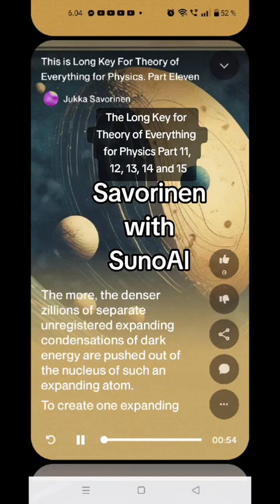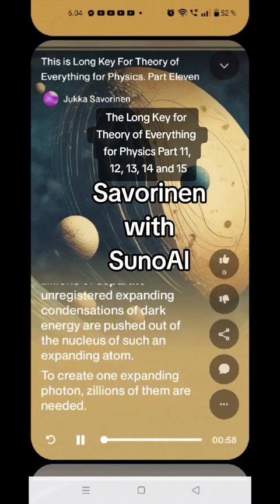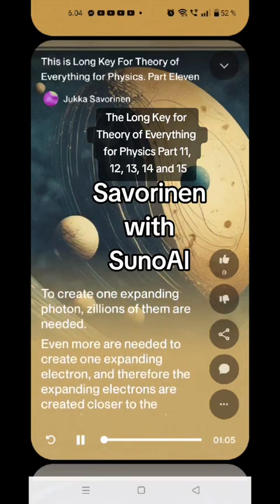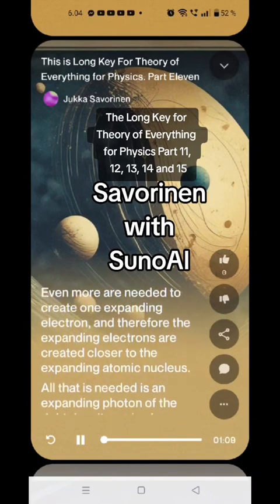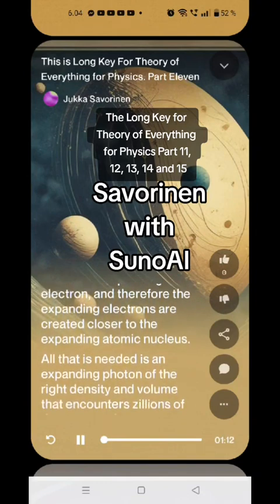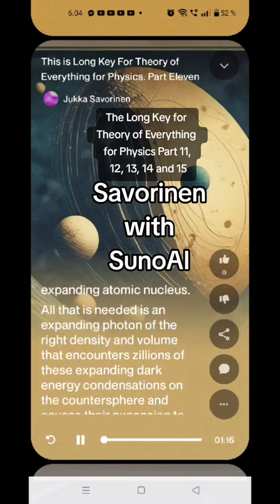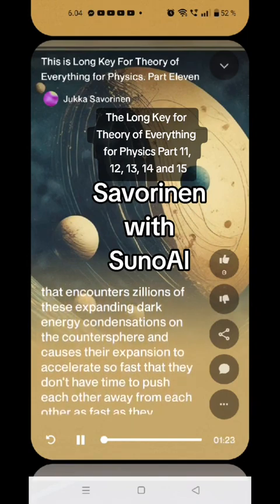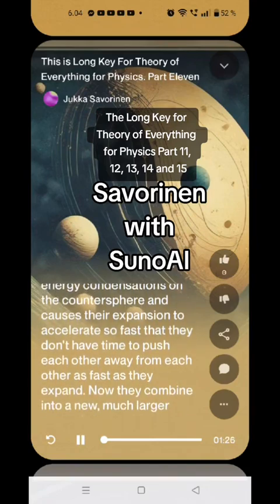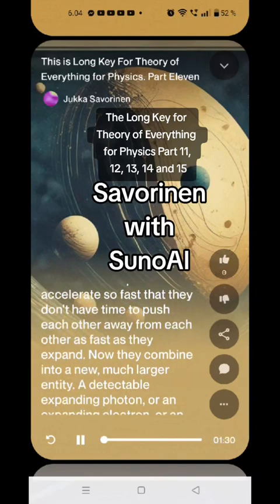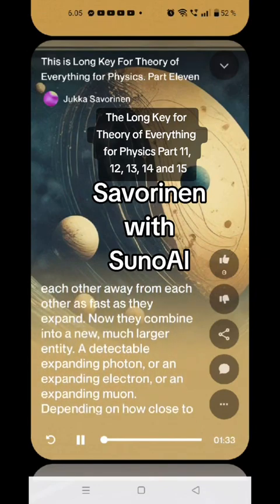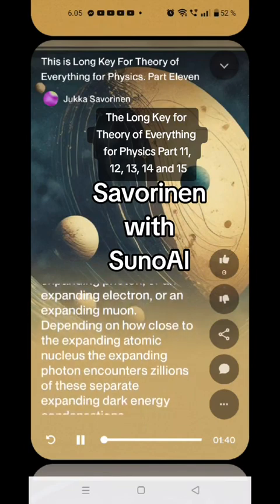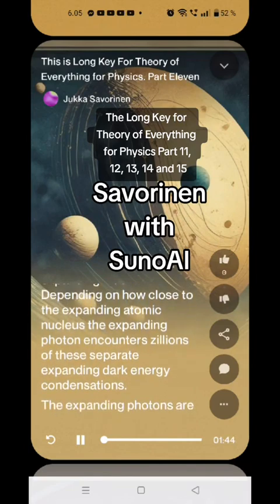The more, the denser zillions of separate, unregistered, expanding condensations of dark energy are pushed out of the nucleus of such an expanding atom. To create one expanding photon, zillions of them are needed. Even more are needed to create one expanding electron, and therefore the expanding electrons are created closer to the expanding atomic nucleus. All that is needed is an expanding photon of the right density and volume that encounters zillions of these expanding dark energy condensations on the countersphere and causes their expansion to accelerate so fast that they don't have time to push each other away from each other as fast as they expand. Now they combine into a new, much larger entity, a detectable expanding photon, or an expanding electron, or an expanding muon, depending on how close to the expanding atomic nucleus.